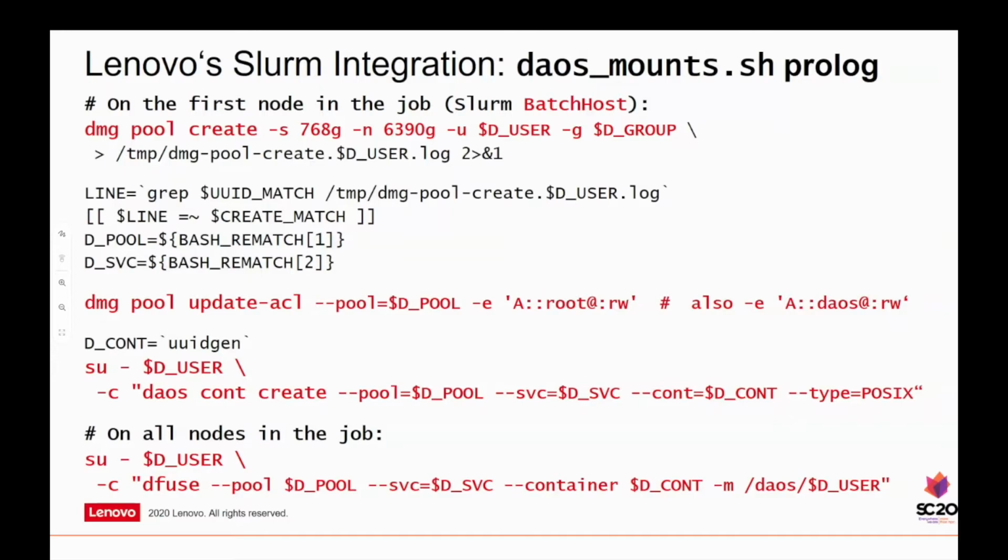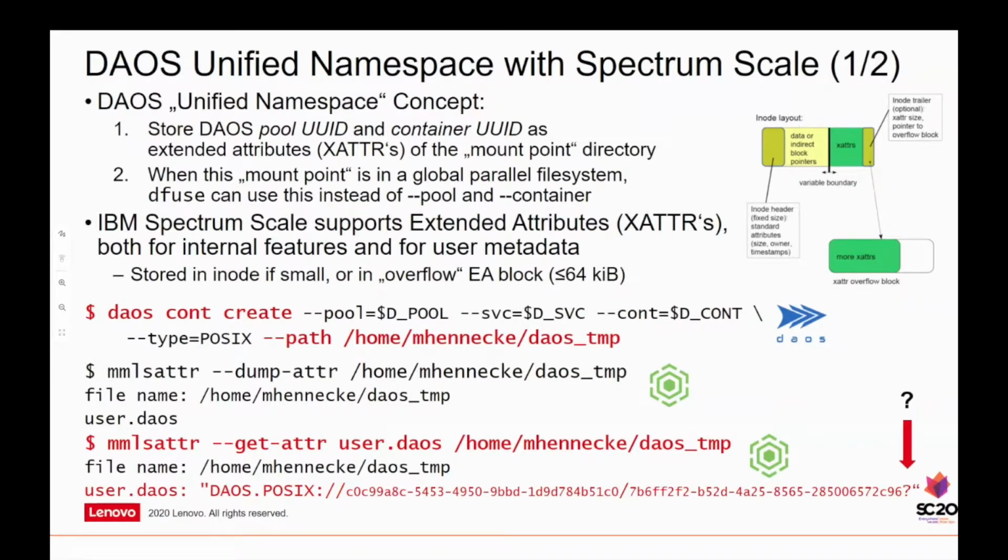But the second topic I want to talk about is actually going back to the unified namespace model, since we do a lot with Spectrum Scale or GPFS, right? And we actually tested and brought this up with GPFS as the global file system. So unified namespace for us really is two things. You can store the UUIDs in the extended attributes, and then at mount time, because that file system is a shared file system, you can fetch those UUIDs on all the nodes that need to mount in a parallel job, instead of passing around those container and pool IDs.